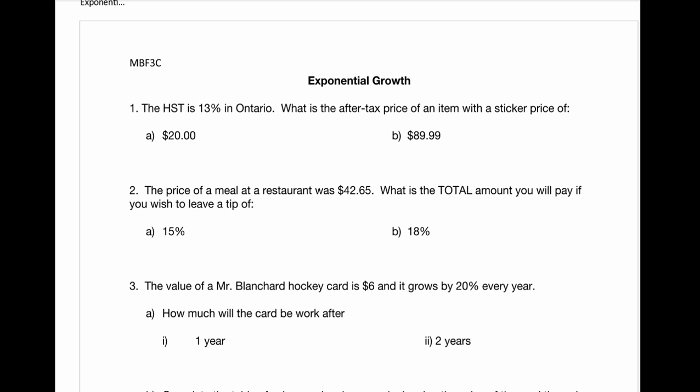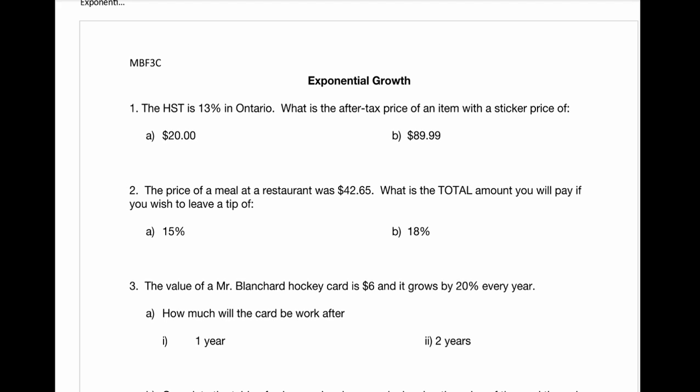So the HST is 13% in Ontario. What is the after-tax price of an item that has a sticker price of A, $20 and B, $89.99? So there's a couple ways you could do this. The after-tax price is the price of the item plus the tax, or plus 13%.